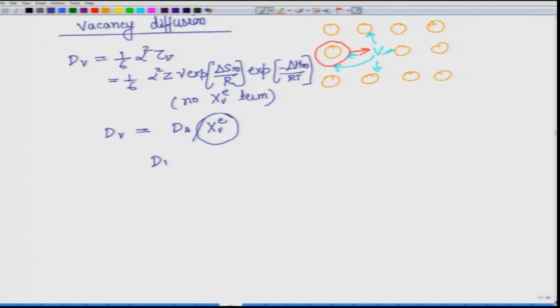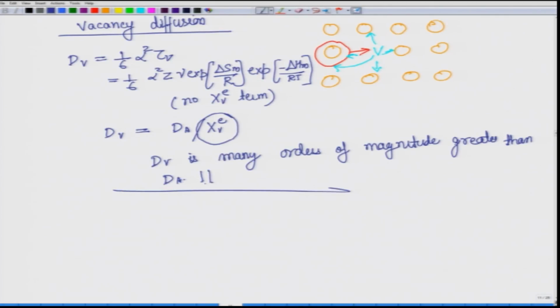Therefore, D_V is many orders of magnitude greater than D_A. So, this is something that we have shown over here.